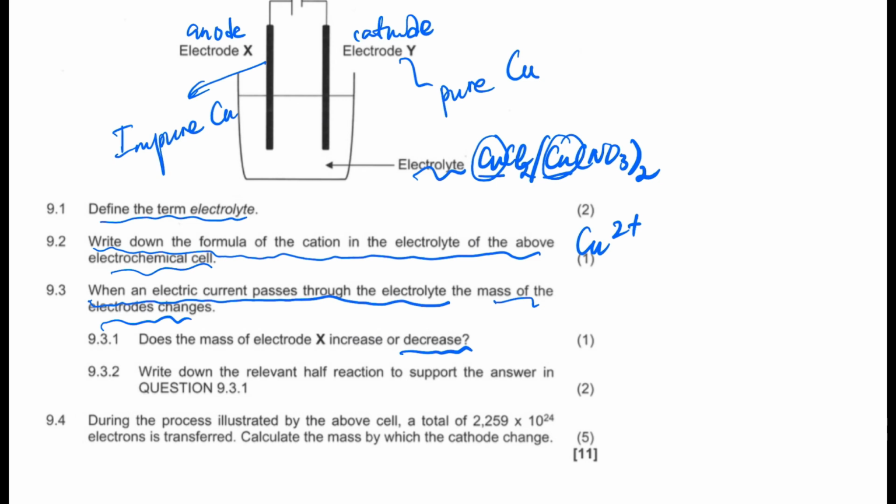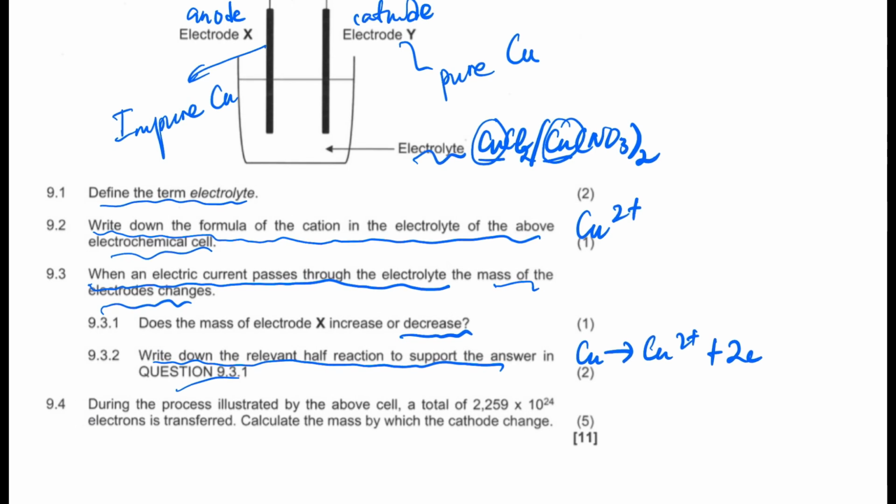Now it says write down the relevant half reaction to support your answer. So the mass decrease there, the copper is oxidised in that electrode X to Cu2+ plus 2 electrons, right?